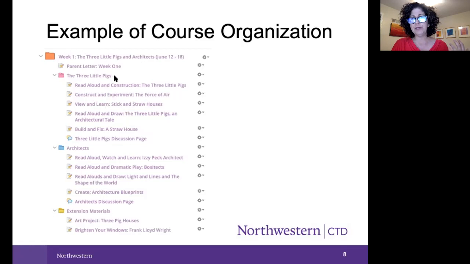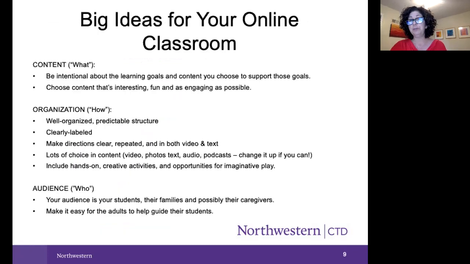The other point I wanted to make is we do have a parent letter here. We have a parent letter in every week, and this helps orient the families and is sort of an anchor for them to understand where they are, what they're doing, and how to get ready for that next section of learning.